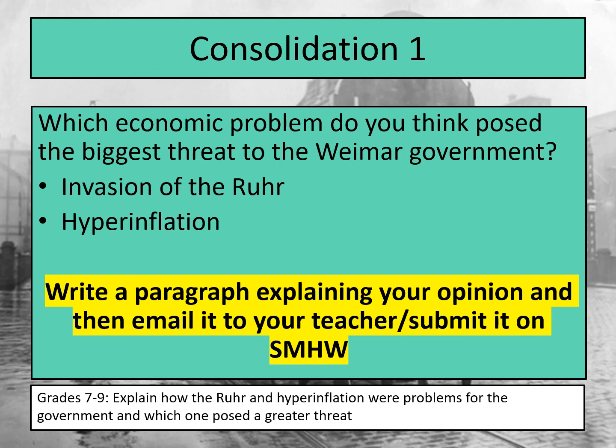Okay, so we're on to the final couple of tasks now. The first thing I'd like you to do as a consolidation task is to write a paragraph with your opinion in it. You've got to try and talk about which economic problem you think posed the biggest threat to the Weimar government. Do you think it was the invasion of the Ruhr or hyperinflation? Remember, this is just your opinion, you can't be wrong, and I'd like you to then submit it to your teacher on Show My Homework or email it to them once you've done. So pause it here to have a go at that.